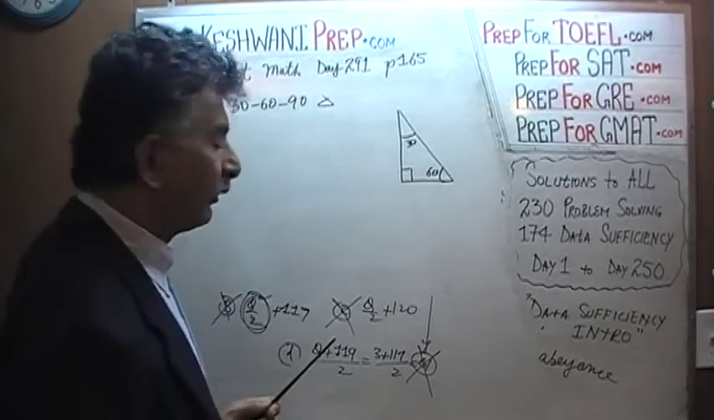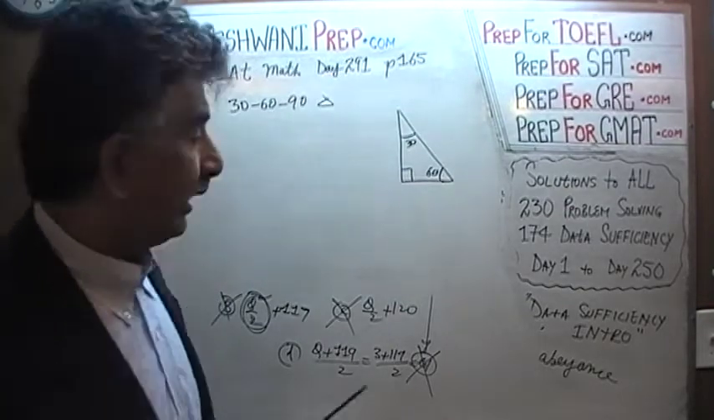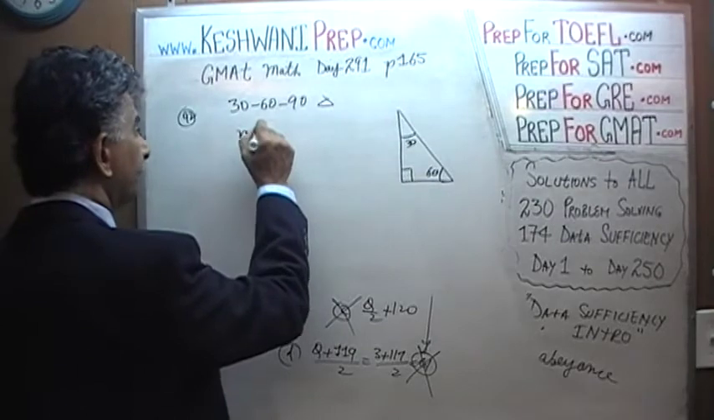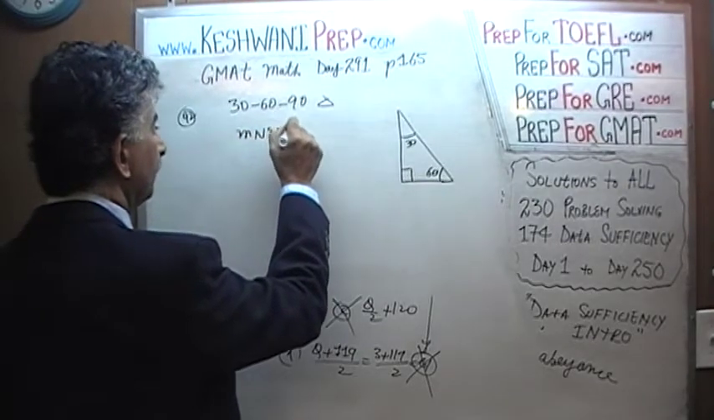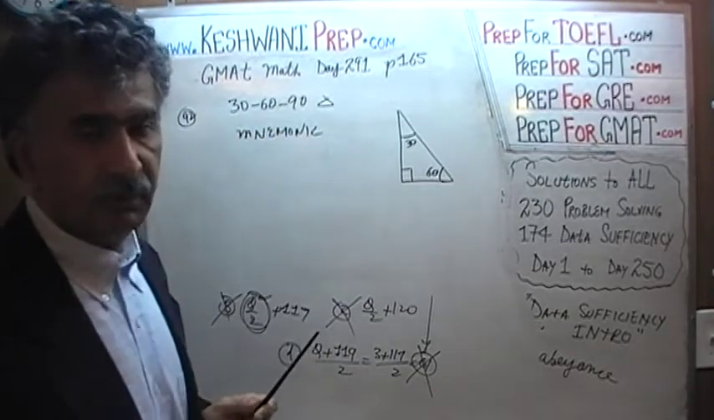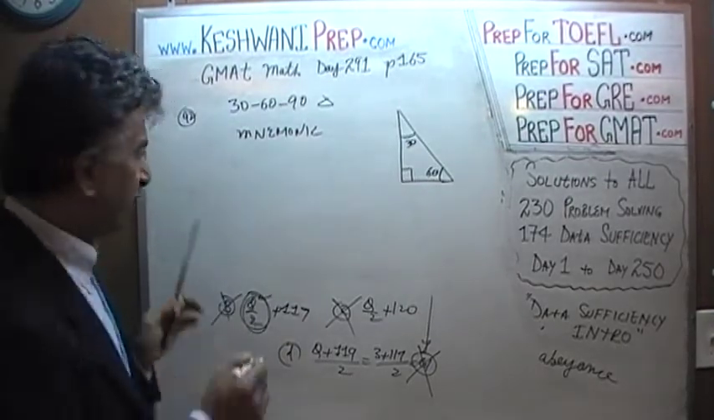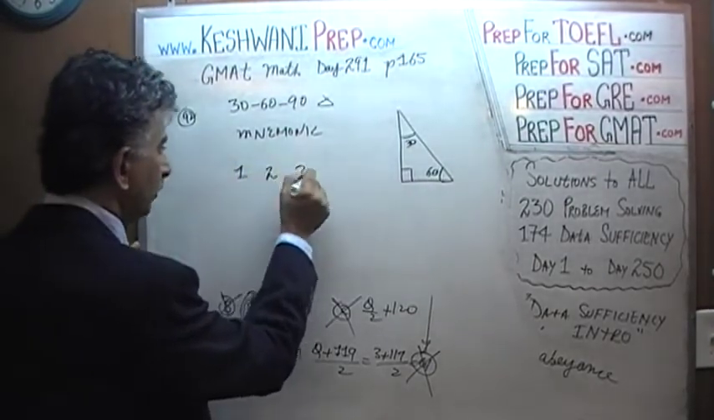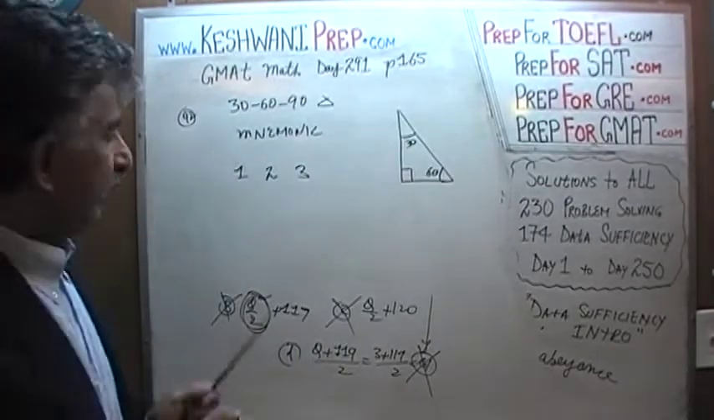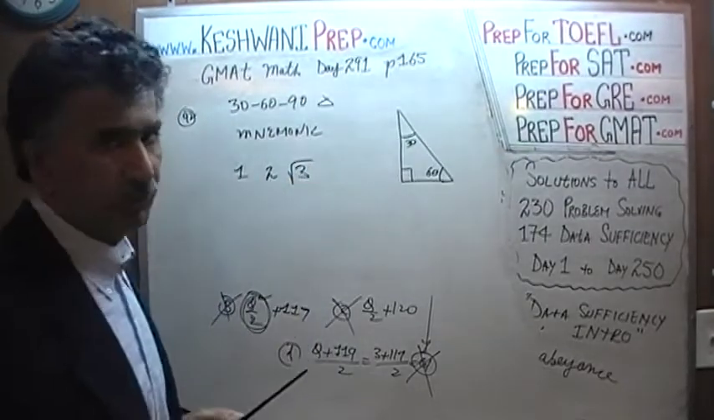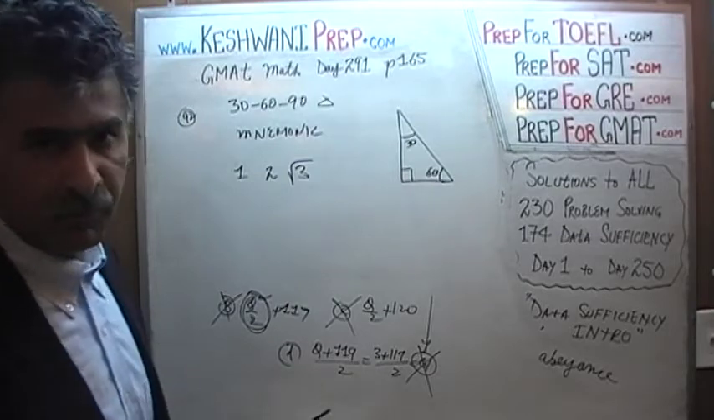Now I have a mnemonic for it. You may not need a mnemonic, but I need a mnemonic here. My memory device is simply this. There are three kinds of angles, 30, 60, and 90. So the very first thing that I do is I put down 1, 2, 3, because there are three kinds of angles. Then I go to the very last one and put down the square root sign. And then you simply arrange them.